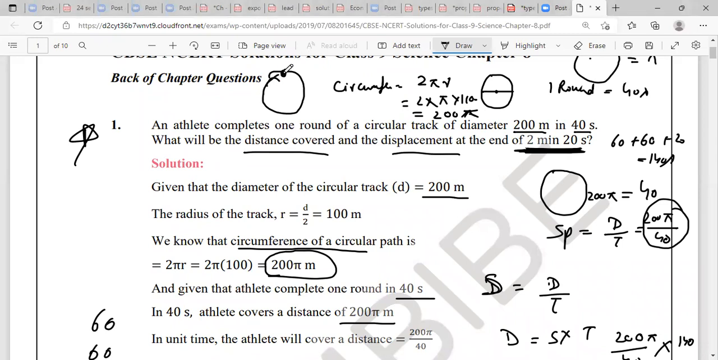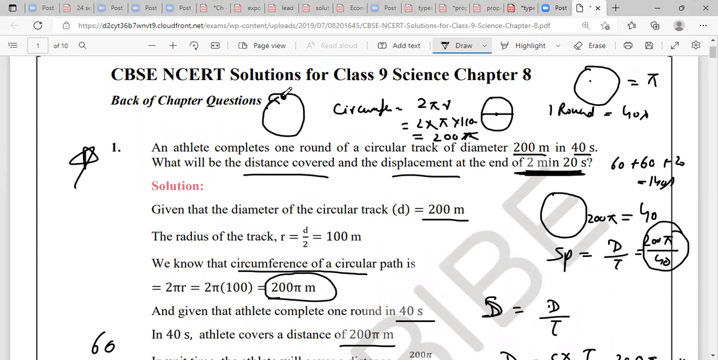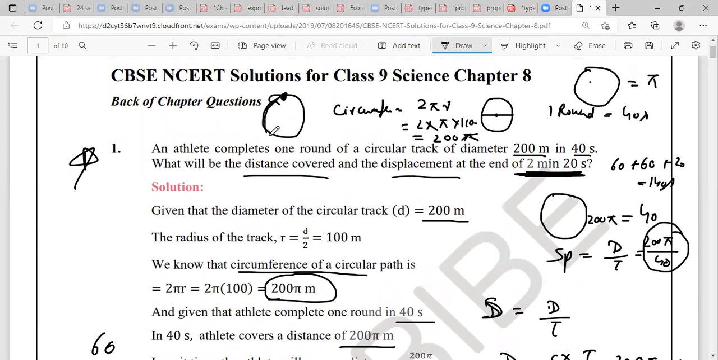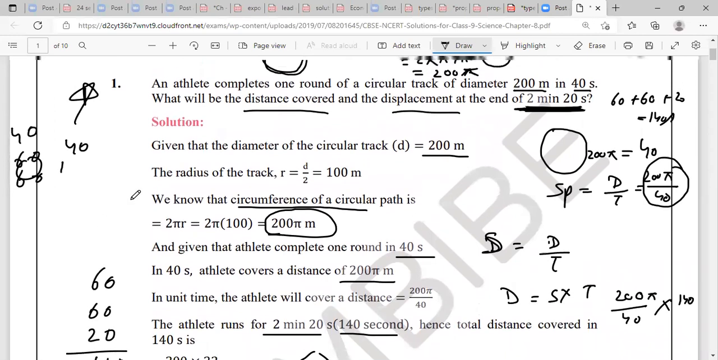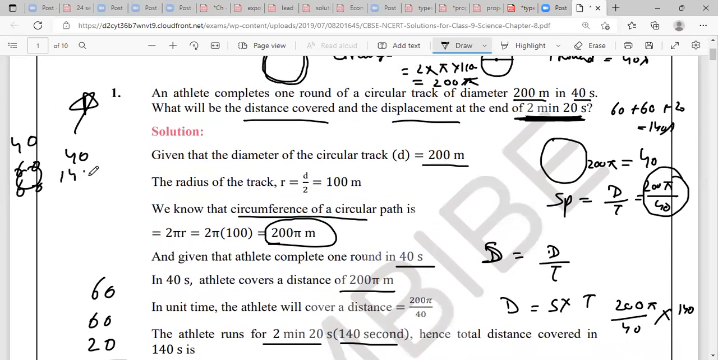See, for example, he started from here, right? So after 40 seconds, he was again here, right? So that means for one round, he is taking 40 seconds. Now in total, how many seconds do you have? You have the first round 40, then 60, 60, 40 plus 120. It was 120, 140, right? 140, sorry. So in total, he has 140 seconds.